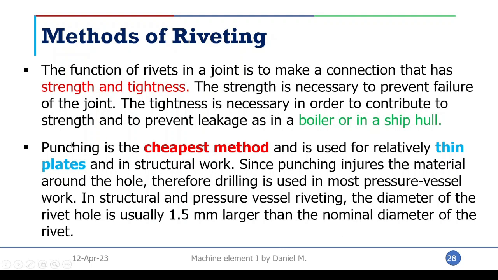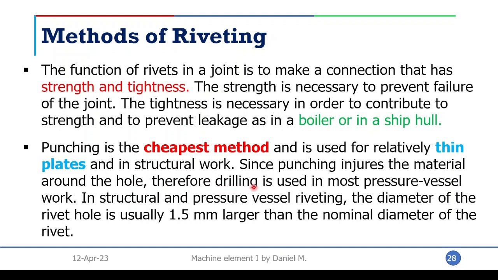When it comes to method of riveting, punching is one of the cheapest and the most commonly used riveting method. It's the cheapest method and it's used for relatively thin plates with minimum thicknesses. And it's mostly used in structural works, as in buildings, roofs of buildings, and so on. Since punching injures the material around the hole, that means when we are punching a hole into some plates, we are making a hole, then during that operation, the material around that hole will become damaged.